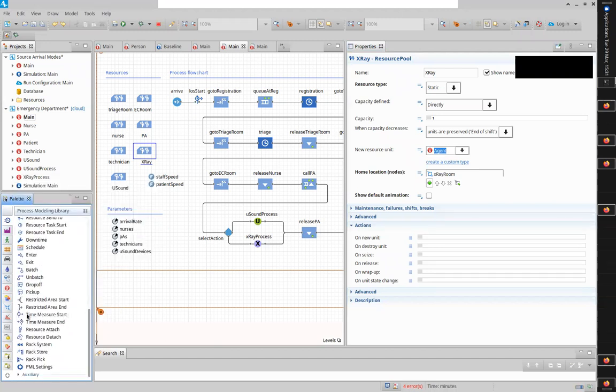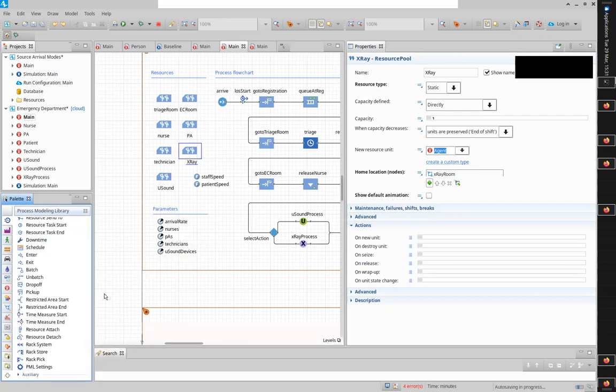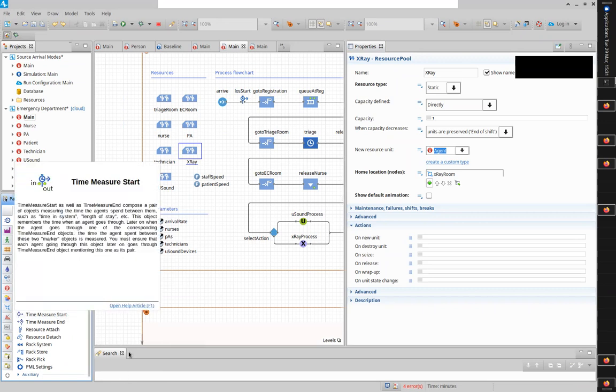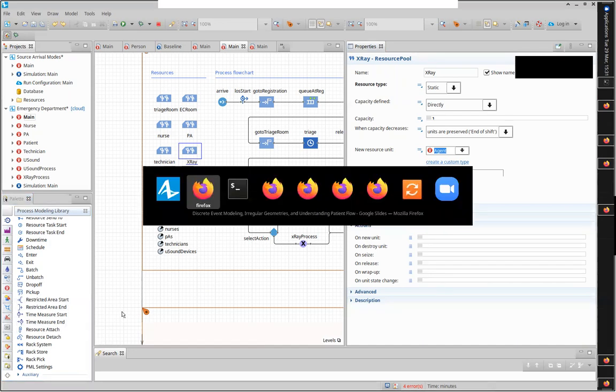Some of them actually involve things for resources to undertake subtasks, certain types of tasks before they see a patient, maybe washing their hands or donning protective gear or what have you. And some of these involve more specialized things that often come up in industrial settings, like batching or unbatching, which can be very useful in process settings in industry. And you notice this time measure start, time measure end here.